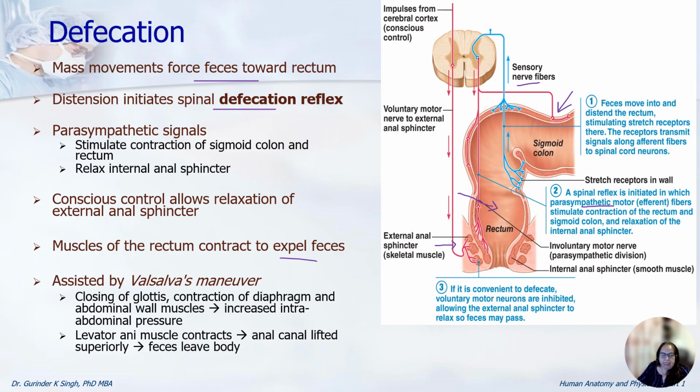So defecation can also be assisted by what we call the Valsalva maneuver. In the Valsalva maneuver, what we do is we increase the intraperitoneal or abdominal pressure. This can be done by closing the glottis, and contraction of the diaphragm and the abdominal muscle walls. This increases the intra-abdominal pressure, and then the levator ani muscle contracts and pulls the anal canal superiorly, which helps the feces to leave the body. Okay.